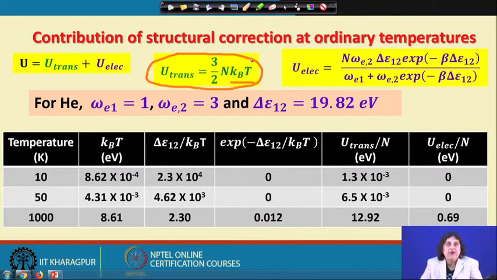It is only at very high temperature that we start seeing an additional correction term in the form of U electronic, but at normal temperatures, a few hundred Kelvin, these correction terms are not important, and therefore whatever experiments we do are good enough to be explained with the equipartition theorem.